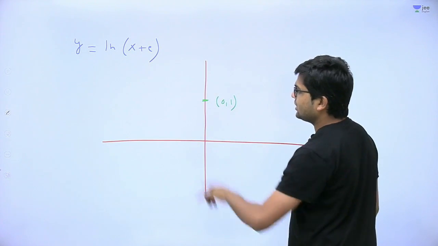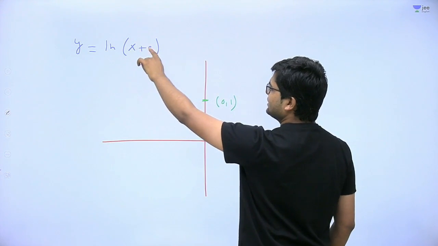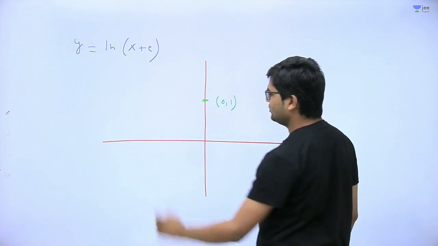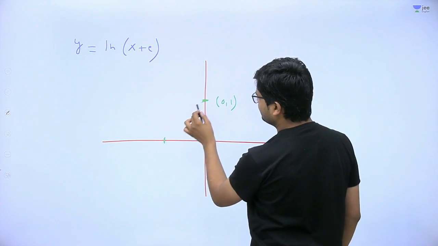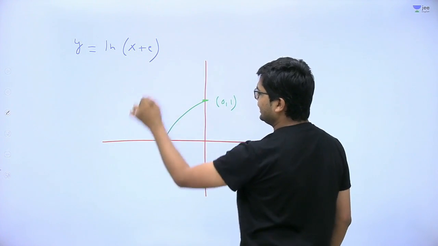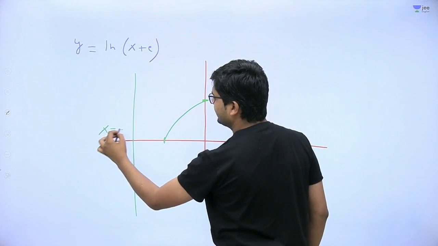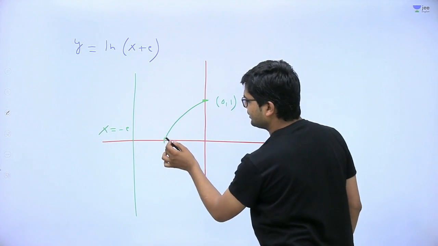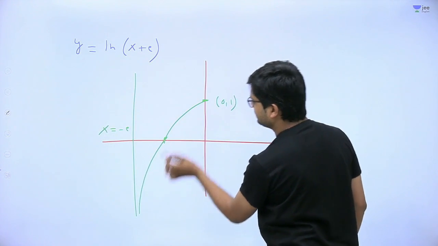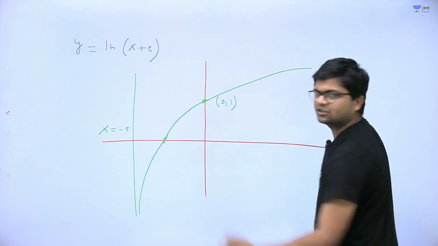Now since I know that the value of log is 0 at 1, x plus 1 is 1, so x is equal to 1 minus e. So at 1 minus e, it will become 0. And since this graph has its domain till x is equal to minus e, it will not go further beyond this. So this will be the graph, something like this. Got my point? This is the rough sketch of this function.